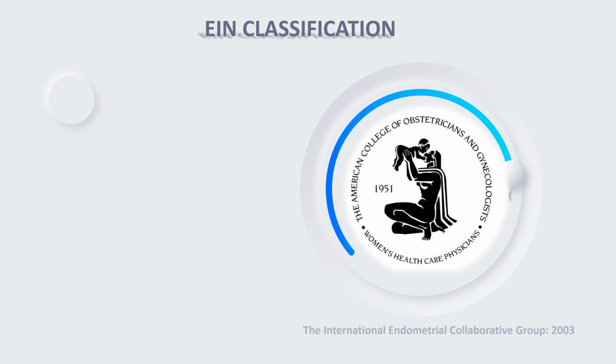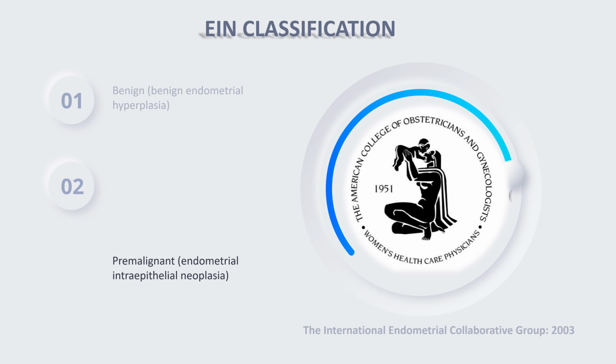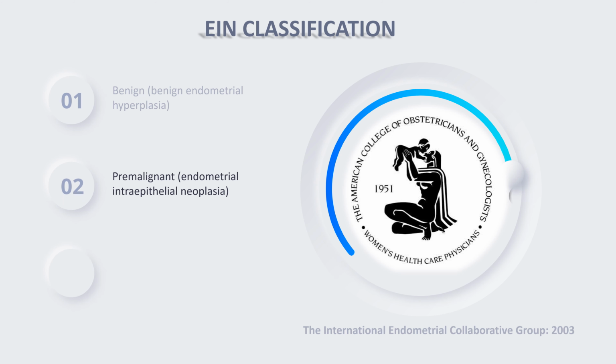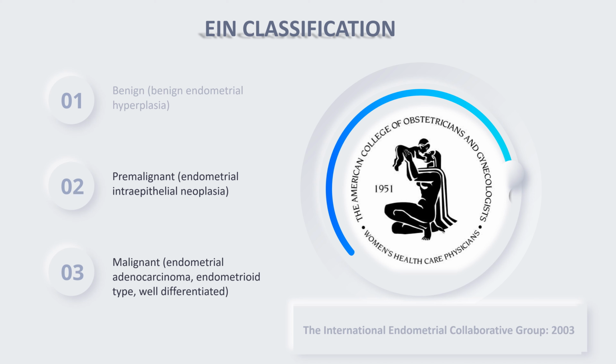In this schema, depending on pathological criteria, hyperplasia is divided into 3 categories. Category 1, benign endometrial hyperplasia. Category 2, pre-malignant endometrial intraepithelial neoplasia. And category 3, malignant, which is endometrial adenocarcinoma, endometrioid type, well differentiated.